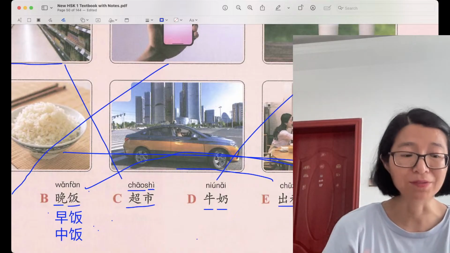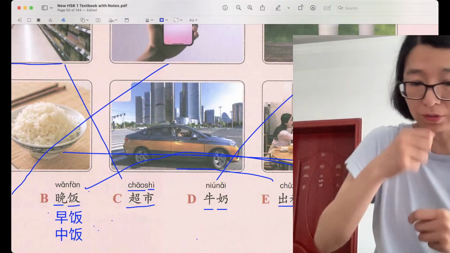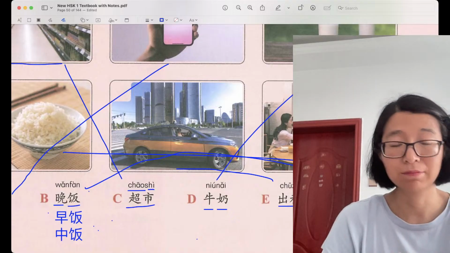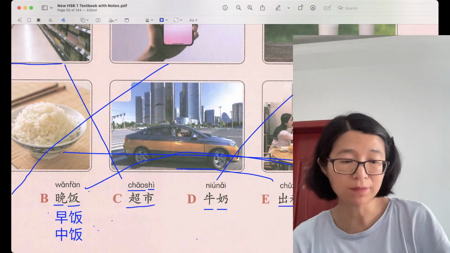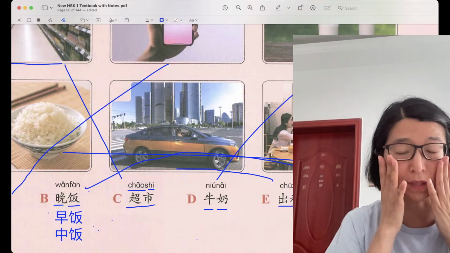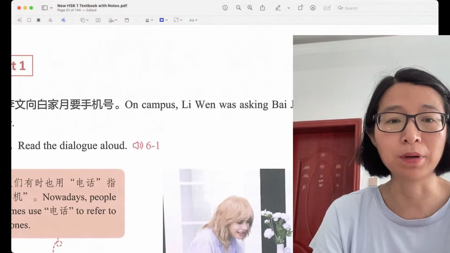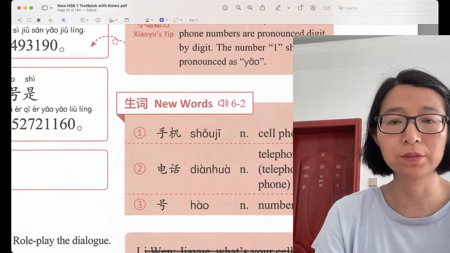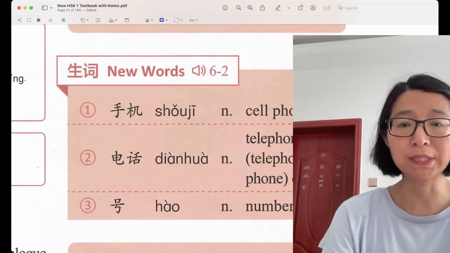米饭. What is that? Rice. Yes, cooked rice. You cook rice and then serve it to you, rice ready to eat. So we say 米饭. If you just say 米, it generally means uncooked rice, the raw rice. Now let's move on to the second part. Text 1. New words first. The first word is 手机.